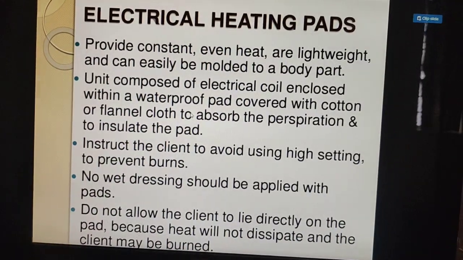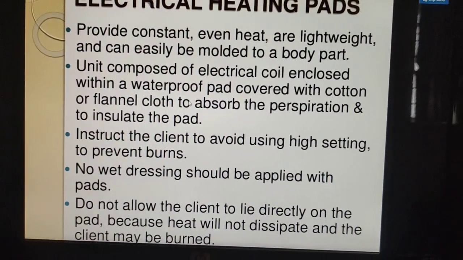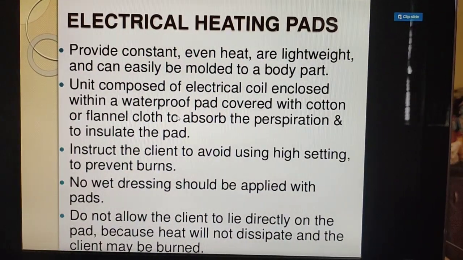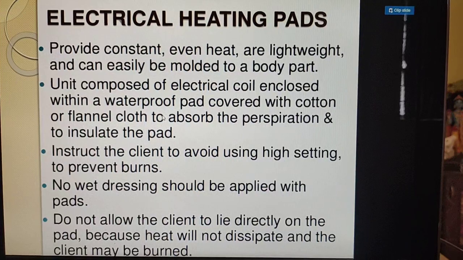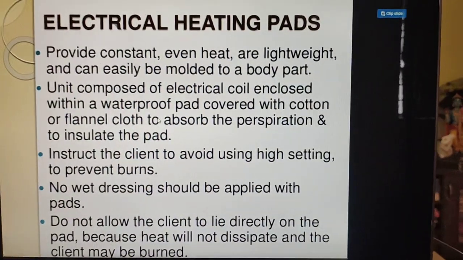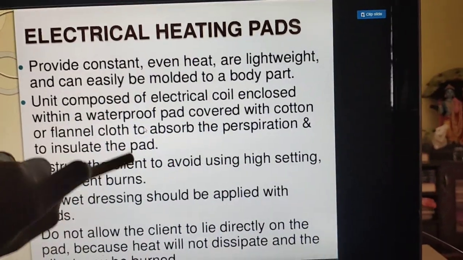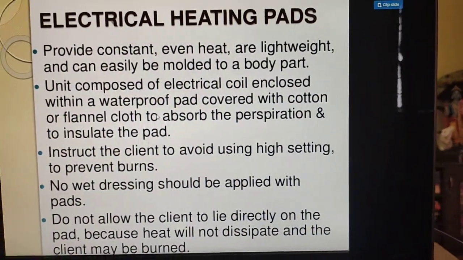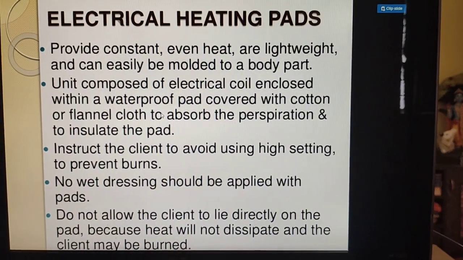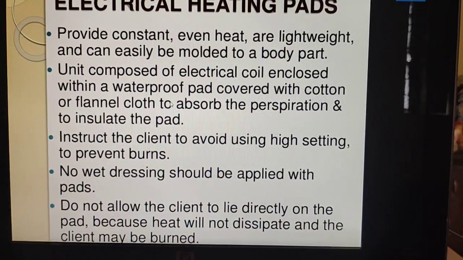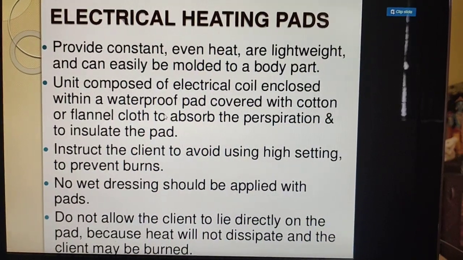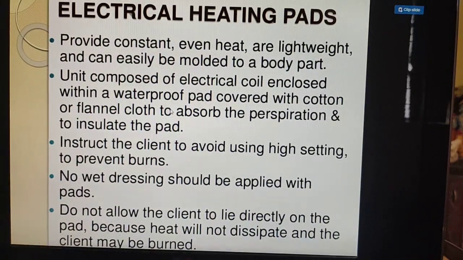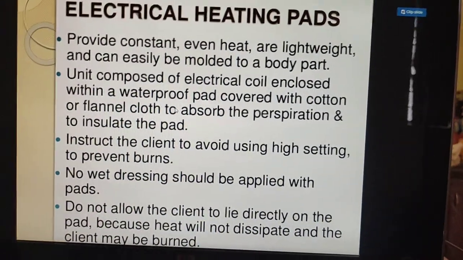Then this unit is composed of an electrical coil enclosed within a waterproof cover and covered with a cotton or flannel cloth to absorb the sweat. Perspiration means this cover is going to absorb the sweat and also insulate the pad. And instruct the client to avoid using the high setting to prevent burns. Some patients using the electrical heat pad don't know how much to set. Sometimes they will set a high degree Celsius, so you have to teach them how much to keep.